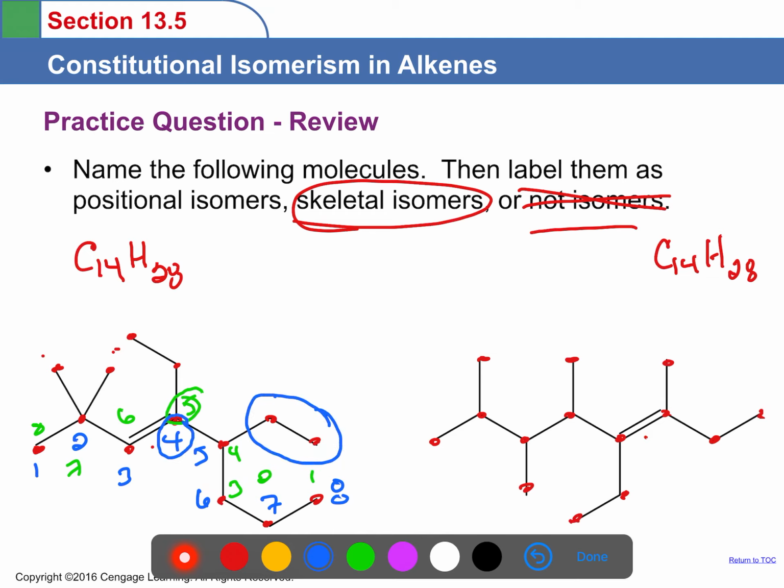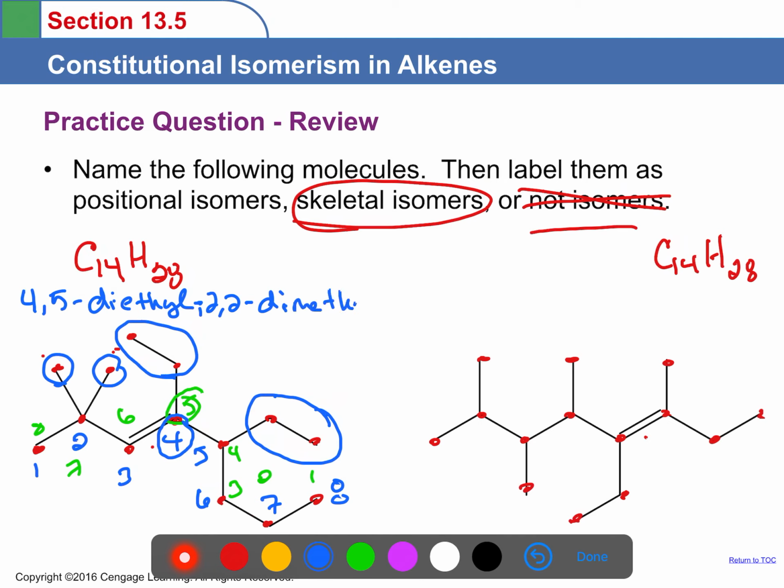I have an ethyl group, another ethyl group, and 2 methyl groups. So ethyls come first alphabetically, so I've got 4,5-diethyl, and then 2,2-dimethyl, and then the double bond starts on, actually it starts on 3. I mistook that earlier, it's not 4, it's 3. So we've got 3, 8 is oct, double bond is ene. So 4,5-diethyl-2,2-dimethyl-3-octene.